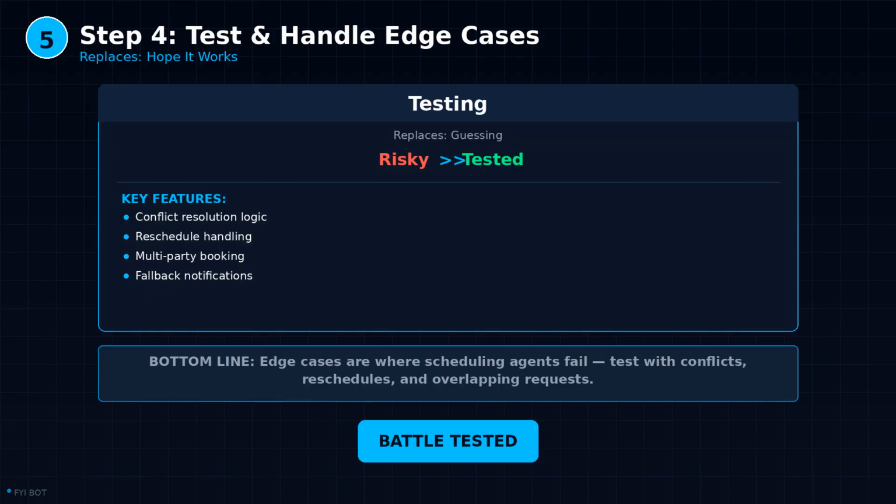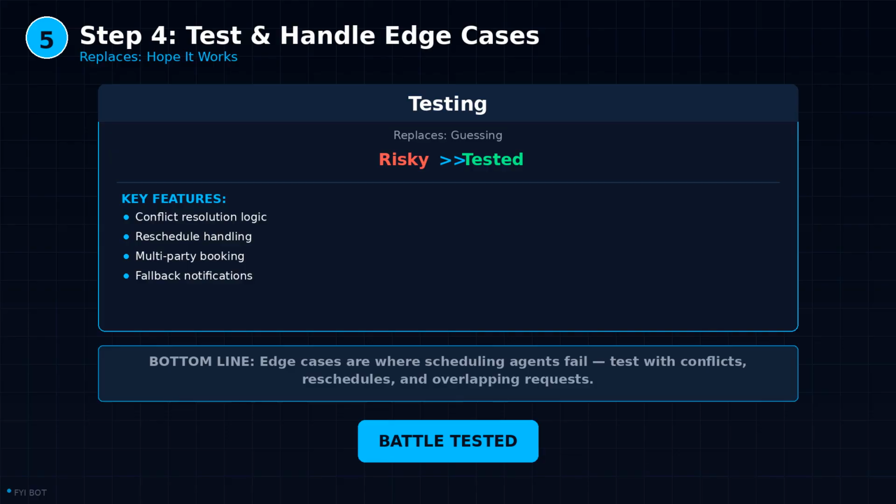Now let us talk about testing and edge cases, because this is where most DIY agents break down. You can have perfect rules and a great booking flow, but real-world scheduling is messy, and your agent needs to handle the chaos. Edge case number 1.